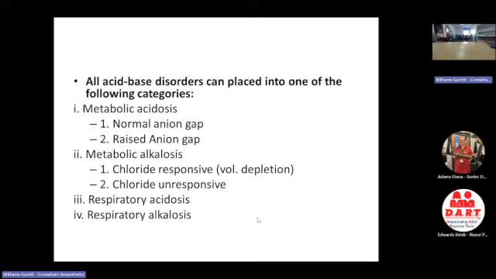If urinary chloride is less than about 20, and the kidneys are retaining chloride, they'll almost certainly be chloride responsive. So give resuscitative sodium chloride. If their urinary chloride is high, they're probably not chloride responsive, and it'll be another process going on. And then you've got respiratory acidosis, respiratory alkalosis.